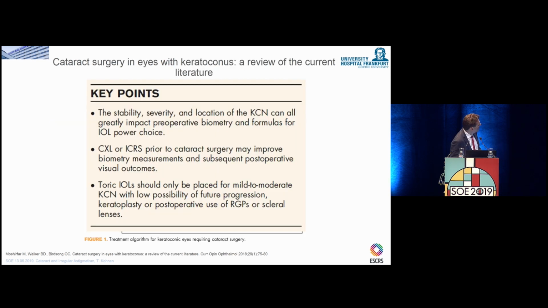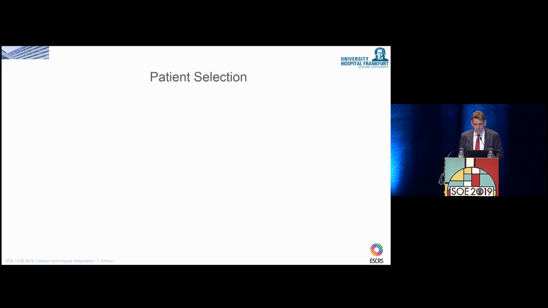The key points, if you look at the stability and severity, as I just pointed out, are that the preoperative biometry is important. The procedures to cross-link, for example, stabilize the cone and the irregular astigmatism, and toric lenses should only be placed in the mild to moderate keratoconus patient, as per the outcome of this paper here, with low possibility of future progression. Keratoplasty or post-operative use of rigid gas permeable contact lenses, clear lenses, can also be advantageous. But this was done only for toric lenses which were placed in the capsular bag. And this, of course, has not touched the differentiation between two types of lenses.